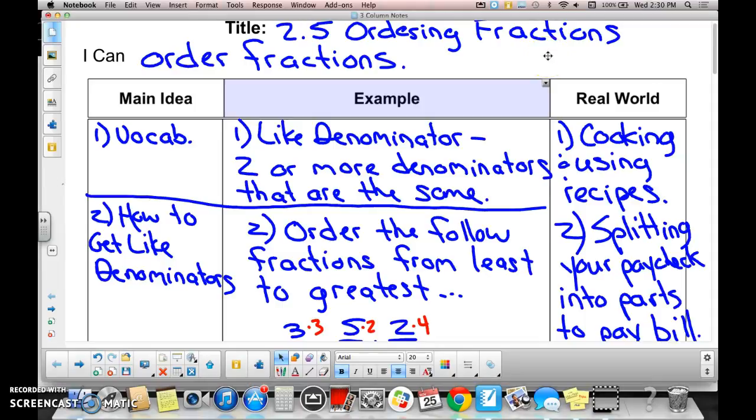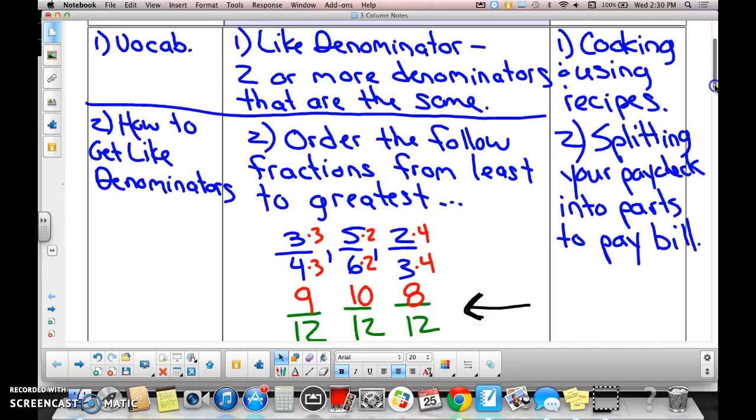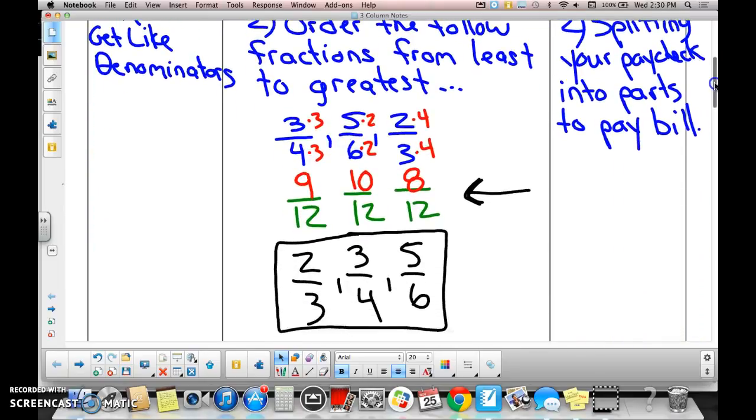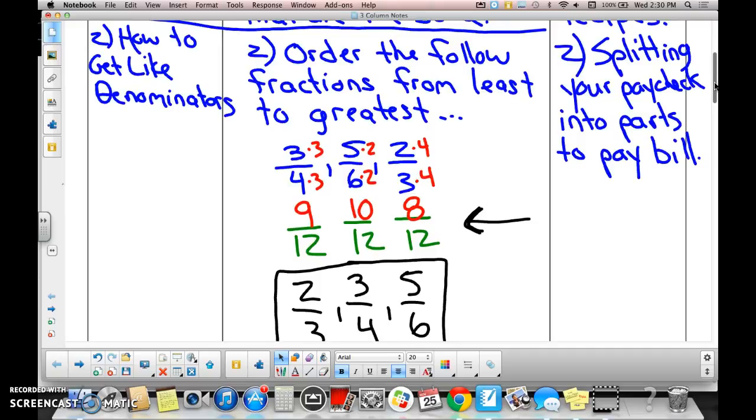How do you get like denominators? Remember, there's a rule. Our first example would be ordering 3/4, 5/6, and 2/3. We talked about establishing the denominator.